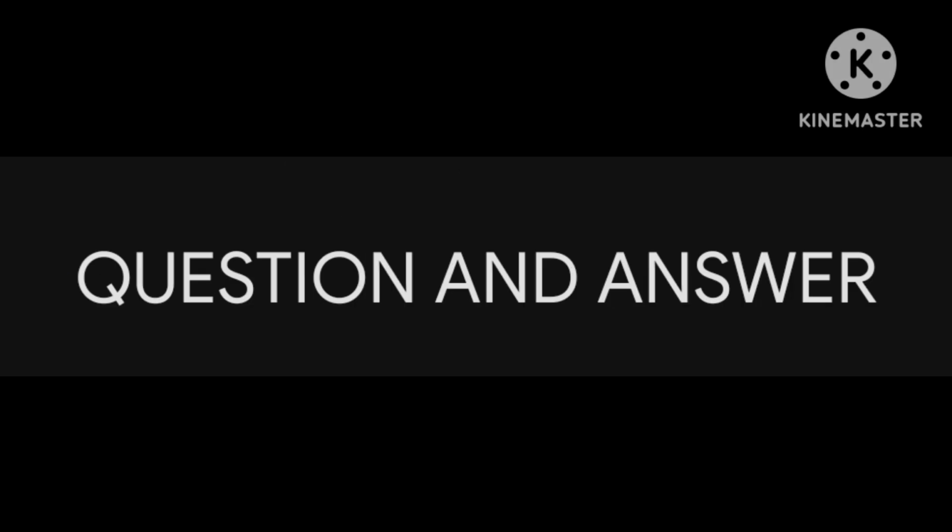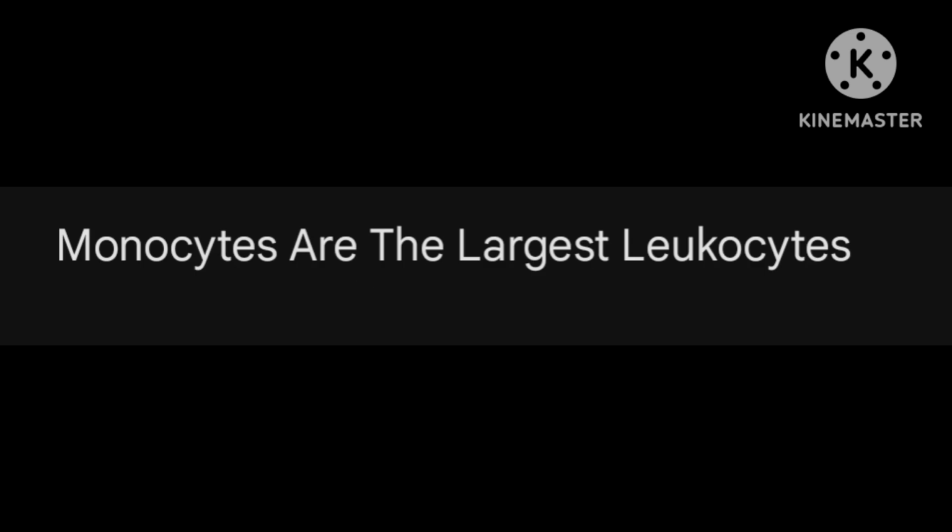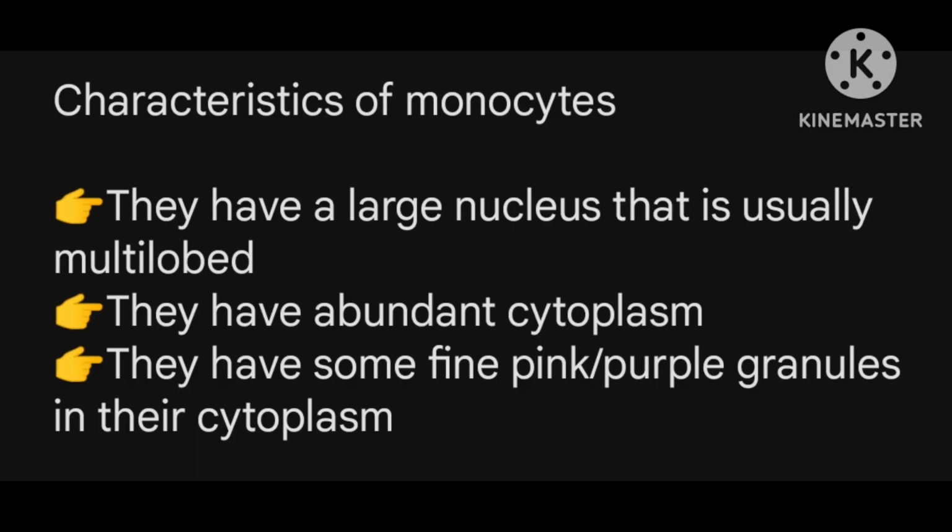Next question, the largest leukocytes are monocytes. These are white blood cells. They are produced in bone marrow and are found in all vertebrates. Characteristics of monocytes include that they have a large nucleus that is usually multi-lobed. They have abundant cytoplasm. They have some fine pink or purple granules in their cytoplasm.